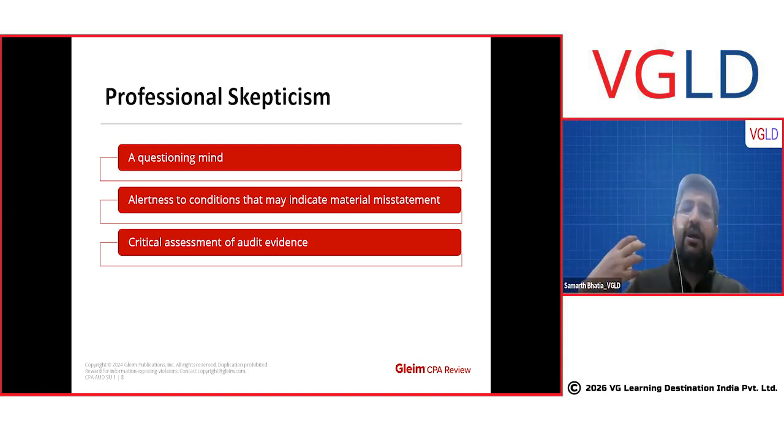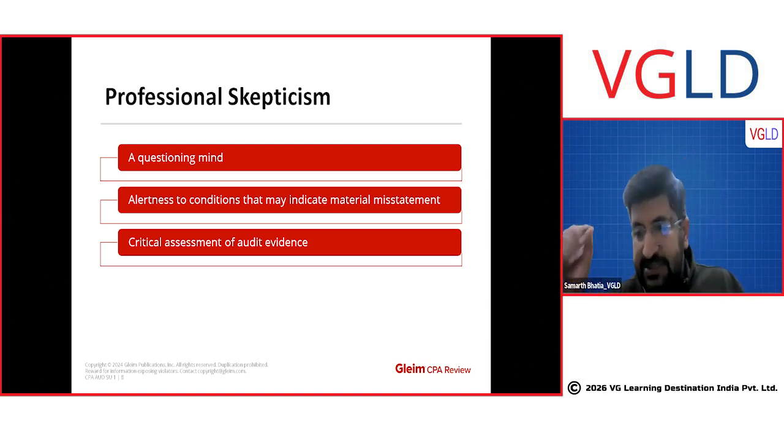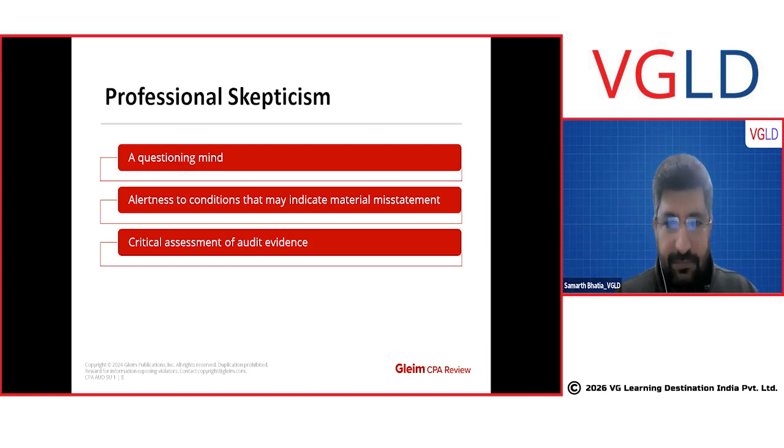Like if the company is doing something in a different way, they should have a question in their mind about why. That is very important. The first thing is a questioning mind. They should have alertness to the conditions that may indicate the material misstatement. They have to be very alert to what conditions are there that may indicate the material misstatement.